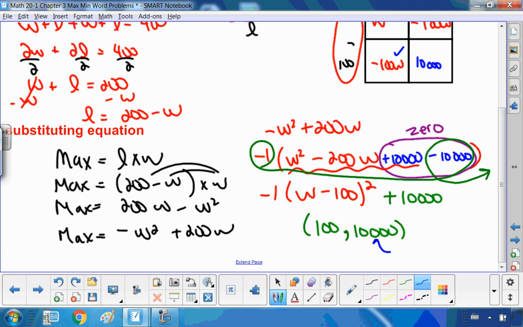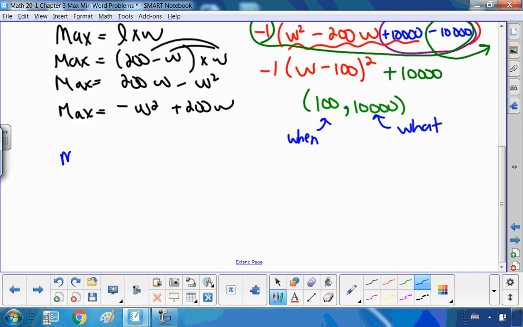So this tells me what my max or min is. This tells me when my max occurs. So since it's negative, I have a parabola that opens down, which means I have a maximum. So in terms of this question, the maximum area is 10,000 meters squared. And when it occurs, well, we had W's. When it occurs is when W is 100 meters.